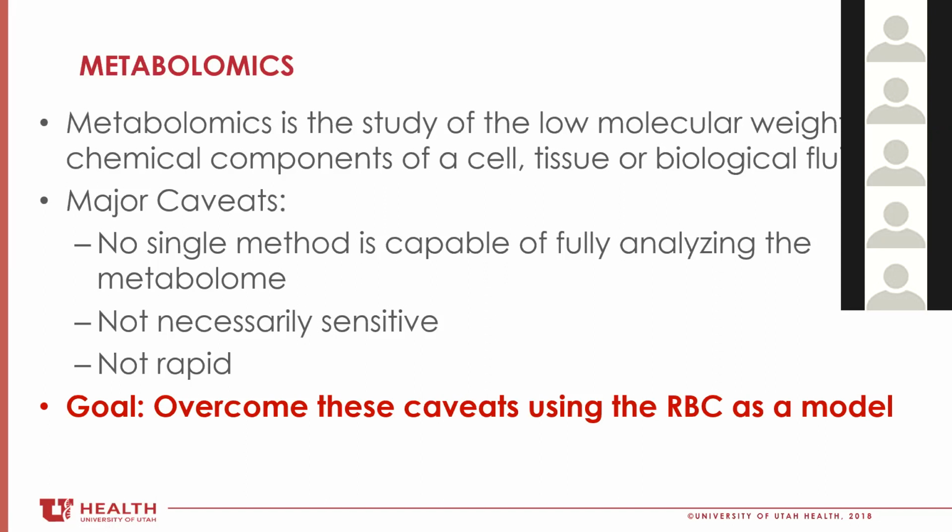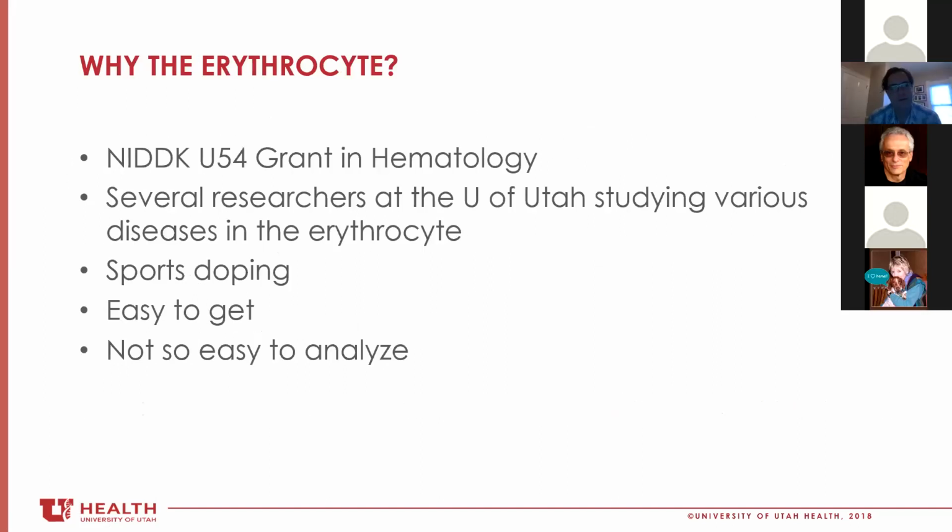And so what I set out to do is really to overcome these caveats, mainly because I got tired of projects lasting 3 months. What I really wanted to use was something simple, and that was the red blood cell as a model, because I thought, well, it's just a bag with a few metabolites in it. The other reason we did the erythrocyte is because we had a U54 grant in hematology. There are a number of researchers at the University of Utah who study various diseases of the erythrocyte. You know, Joe Burkall is on the call, John Phillips, Paul Segala. So it became pretty important to have a method to do this effectively. I was also approached by a sports doping agency to look at biomarkers of autologous blood doping.